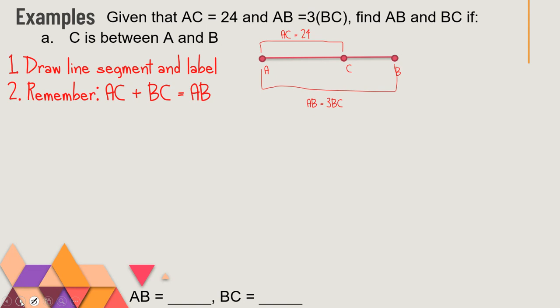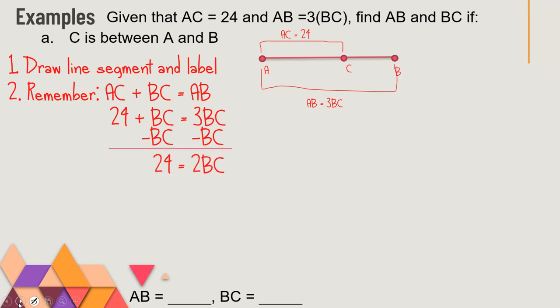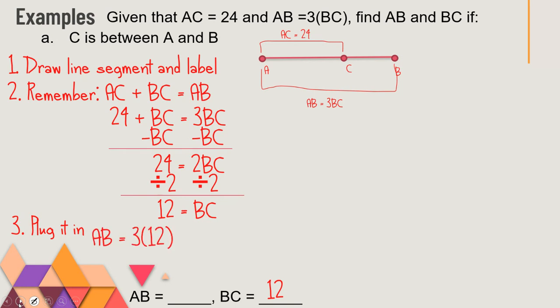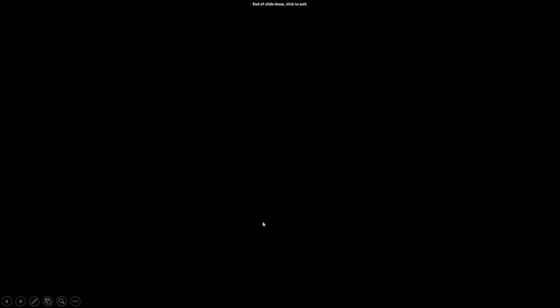Still, AC plus BC equals AB, and we can plug in what we know. 24 plus our BC equals 3 BC. Solve for our BC again. That's acting like our X. So subtract on both sides to get everything on one side. 24 equals 2 BC. Divide out by 2, 12 equals our BC. And then plug it in to find the other value. AB equals 3 times BC of 12. That's 36. Let me know if you have any questions.